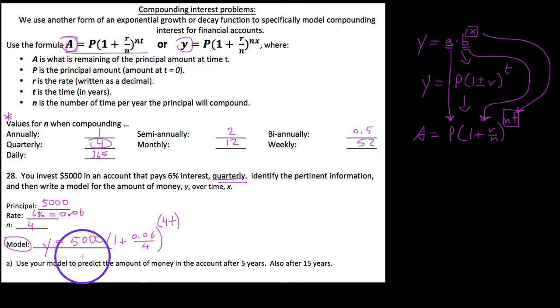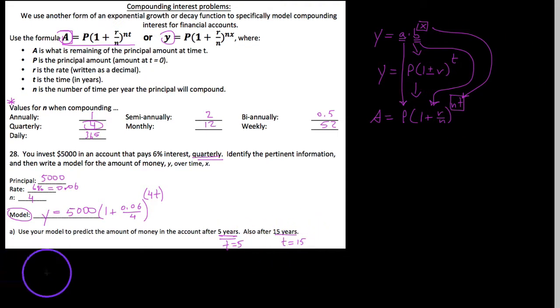So now, what I'd like to do is use this model to predict the amount of money in the account after 5 years. And I want you to realize that what I've just given us is a time, also 15 years. So we're going to plug these in for our times and evaluate our function. With respect to the first one, at 5 years afterwards, we would have the 5,000 we started with times 1 plus 0.06 over 4 to the 4 times 5. So we're going to plug in that 5 there.